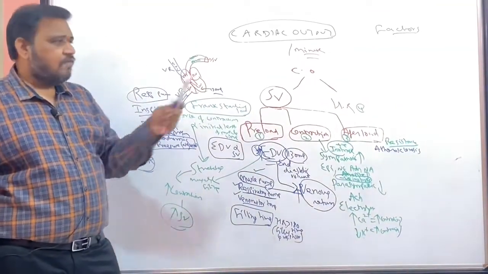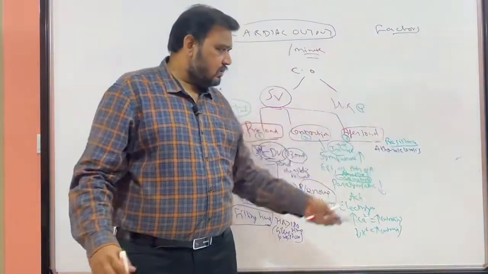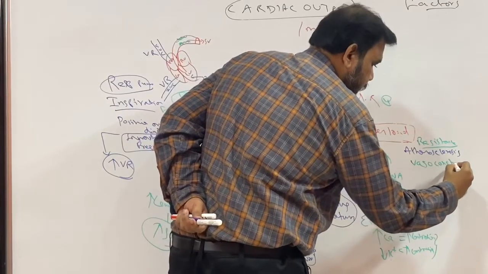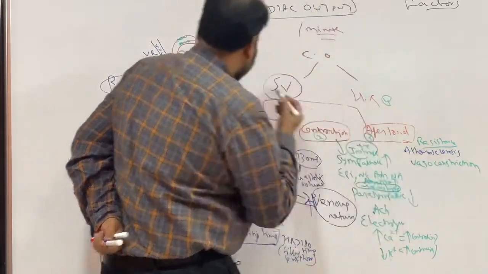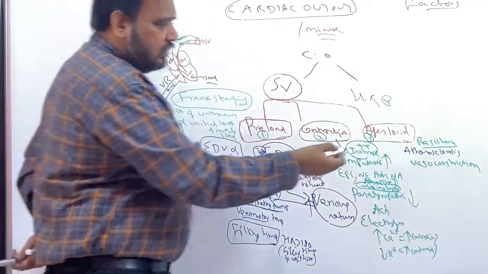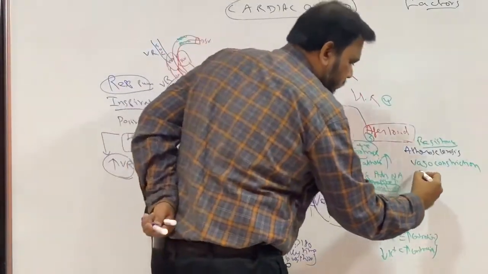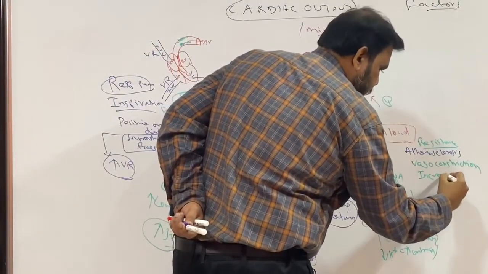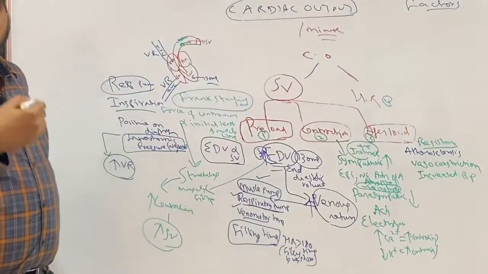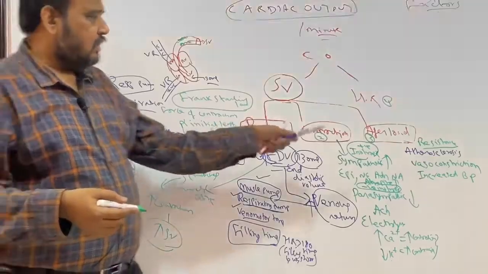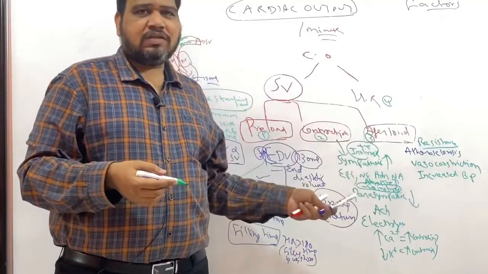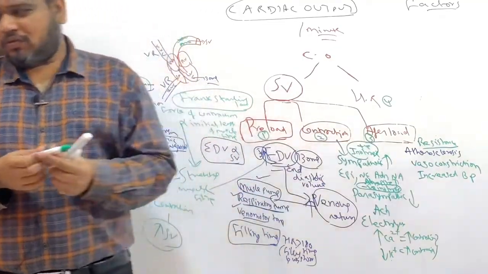So the factors that determine afterload are, one is atherosclerosis, another is vasoconstriction. As I was telling, when the vessels constrict, the output is going to be less. One of the conditions is atherosclerosis. Then you have increased blood pressure. So whenever blood pressure is more, the afterload is going to be more, and that also will decrease the stroke volume. So this comes under afterload, which is also one of the factors affecting cardiac output.